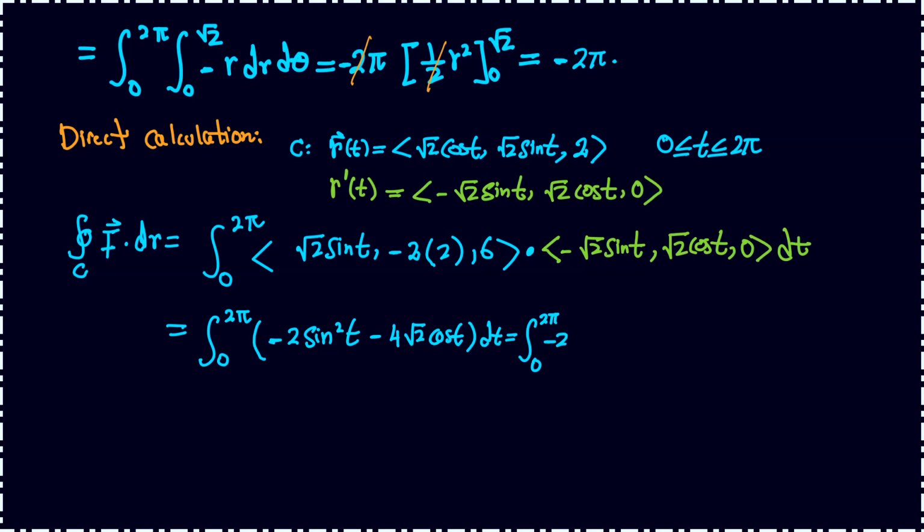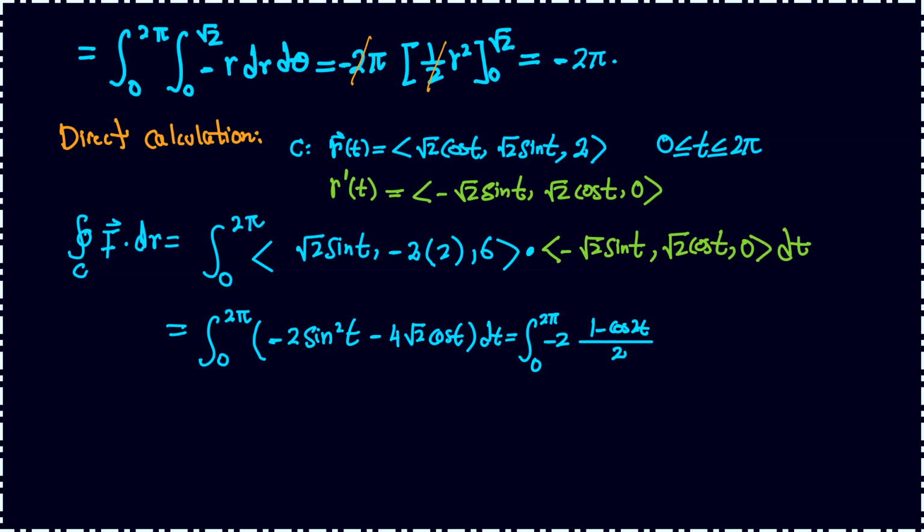Okay, so we have a negative 2. Sine squared happens to be 1 minus cosine 2t divided by 2. Okay? All right. And once again, here we have another integral of cosine t. I erased it. The integral of cosine t from 0 to 2 pi. That integral is just 0.